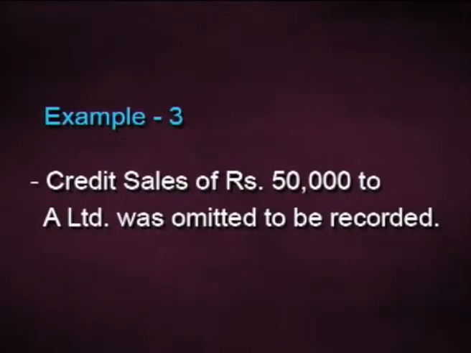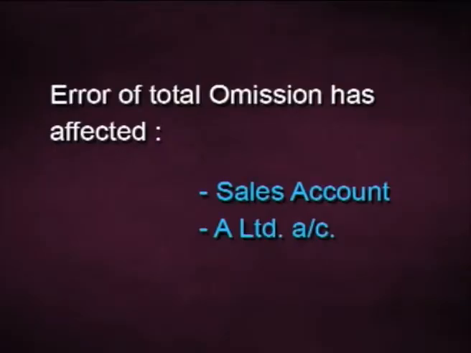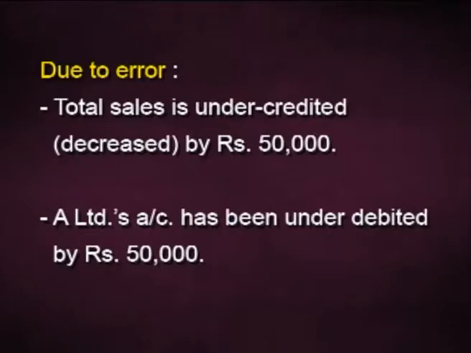Credit sales of rupees 50,000 to A Limited was omitted to be recorded. This is also an example from the previous lecture only. Recall that this error, being an error of total omission, has affected two accounts, that is sales account and A Limited account. We understood during the previous lecture that due to this error, not only total sales is under credited, that is decreased by rupees 50,000, but A Limited's account has been under debited by the same amount.